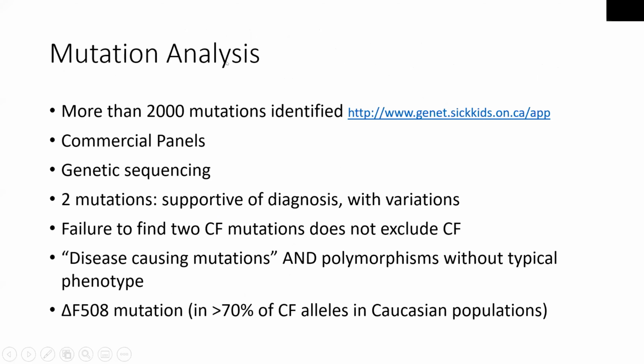Mutation analysis for cystic fibrosis is not always a definitive diagnosis, because there are so many mutations present. Commercial panels are available, covering most of the CF-causing mutations, more than 80% of them. Other mutations can be identified with genetic sequencing. Two mutations present are supportive, but not necessarily diagnostic of CF, and failure to find 2 mutations still does not exclude CF. The delta F508, which is a class 2 mutation, is the most frequent mutation identified.